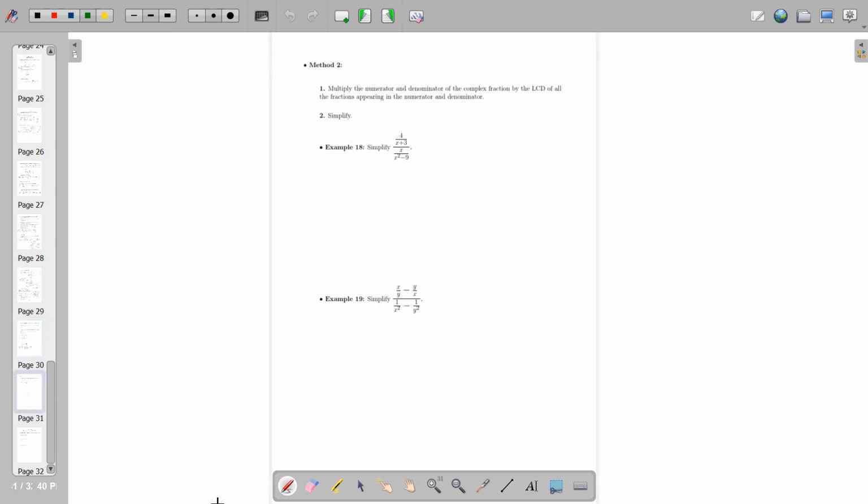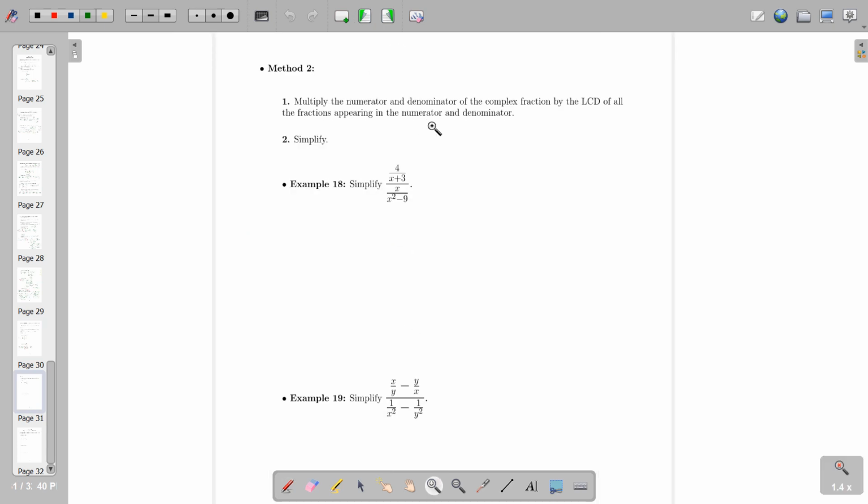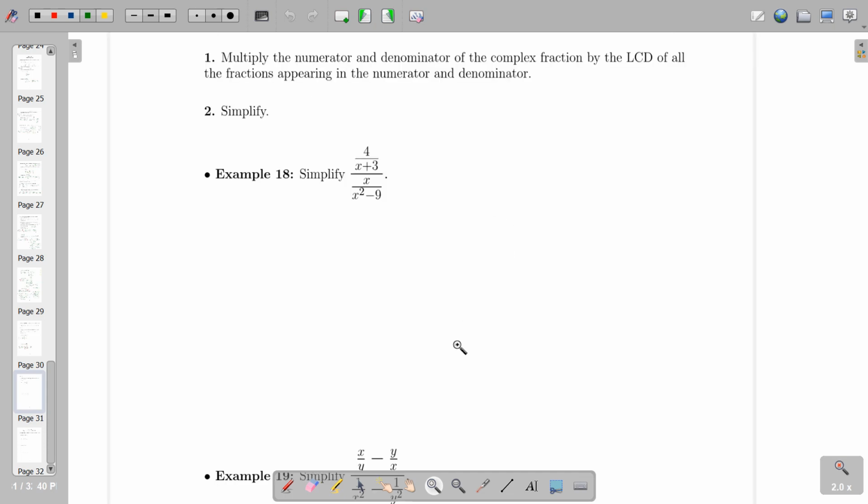Now there's another method, but actually, you know what? Before we talk about method 2, let's approach example 18 using method 1. So I think we have just enough space here maybe. I'm going to put a kind of a dividing line here, and we'll say method 1 over here, the one from the previous page. And I'd encourage you to maybe press pause and try method 1 on this before you watch the video.